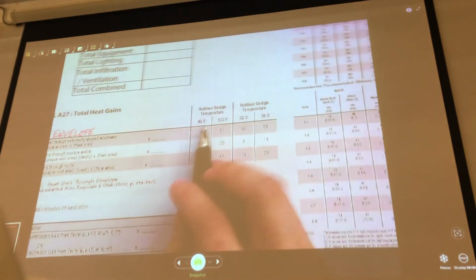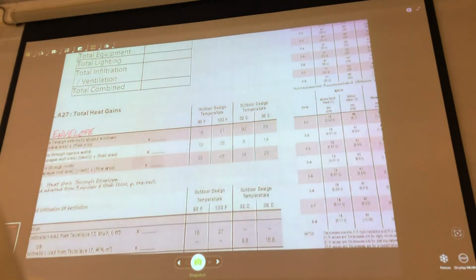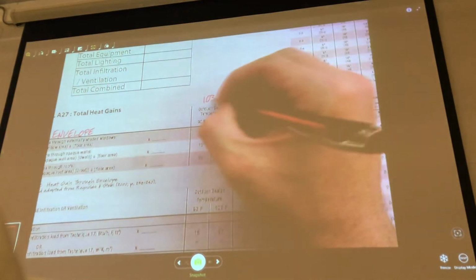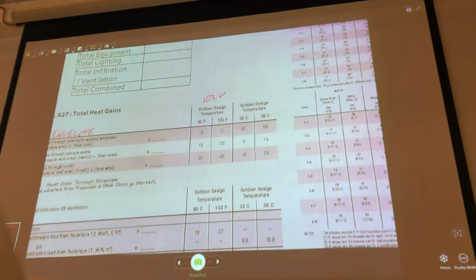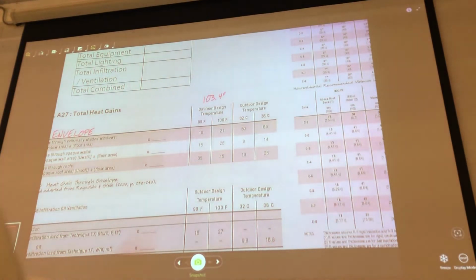Now, for us to do our envelope, we need to know what's our outdoor design temperature. For Las Vegas, that is 103.4 degrees. Again, this is based off of meteorological data. You can actually get that number based off of need. So 103.4 is what we need to design for. That would be our average highest temperature that we can actually control.